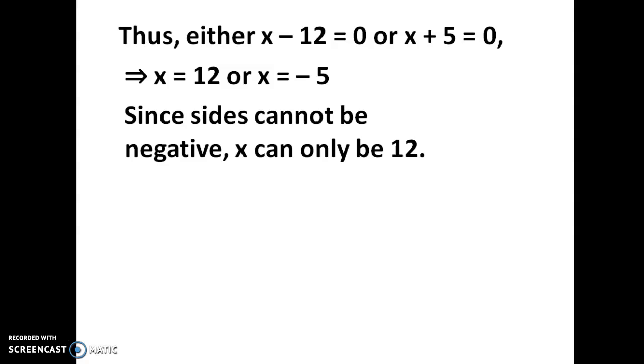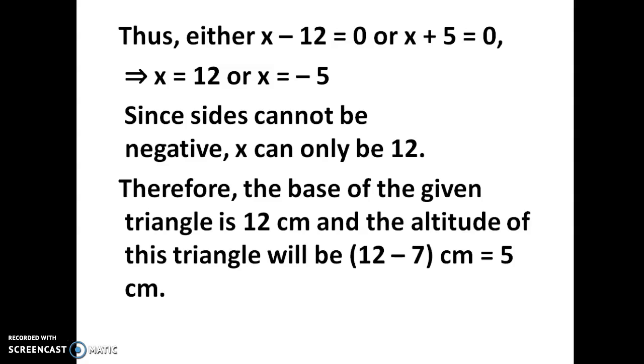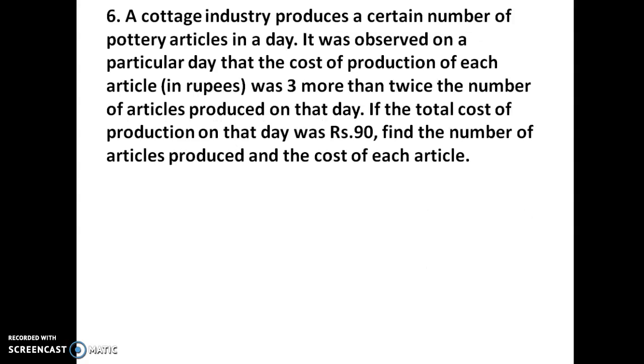Since the sides cannot be negative, okay, what we are solving is for the right triangle, no? So any length cannot be negative. So minus 5 is not possible. So the length has to be 12 only. So the base is 12 and altitude is 12 minus 7 equal to 5 centimeter. That's the required answer.